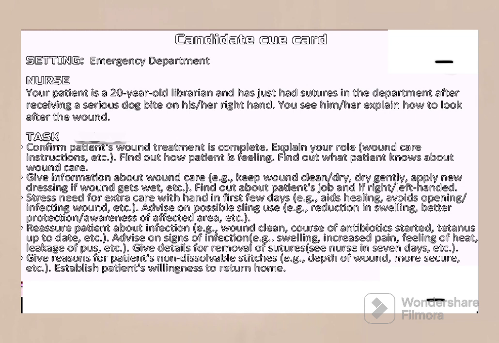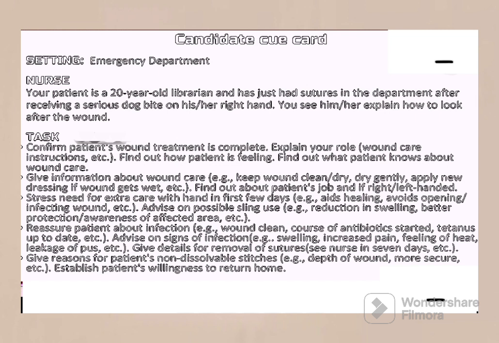Actually, your wound is now clean and we have already started antibiotics for you. Moreover, your tetanus vaccine is up to date, so no need to worry about any further infection. But in case you see any signs of infection such as swelling, increased pain, feeling of heat, leakage of pus from the wound, please do not hesitate to contact us as early as possible. Are you getting my point? Like that we can ask, and we can ask one more thing.